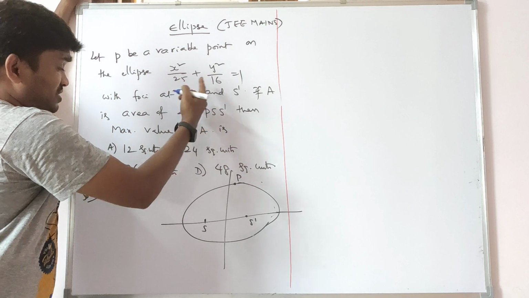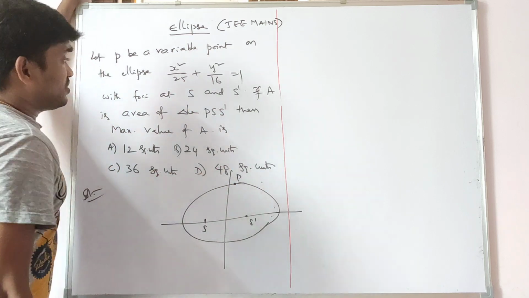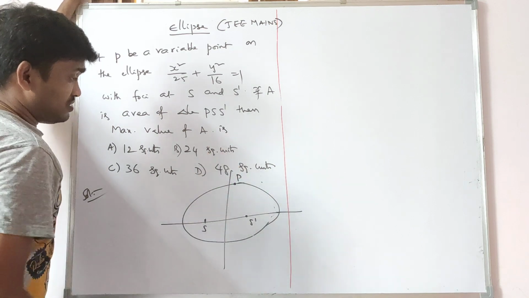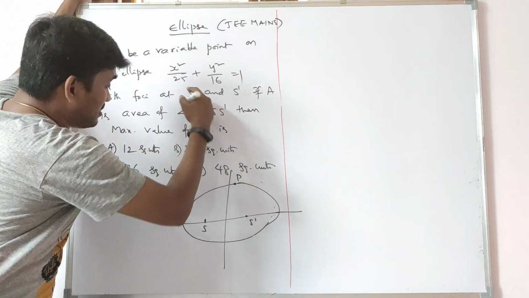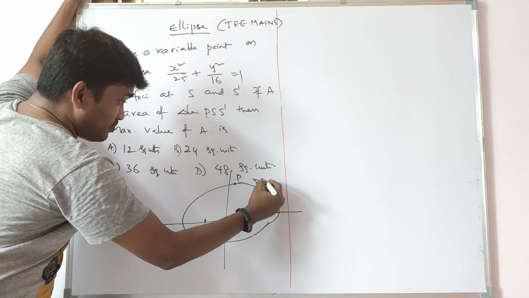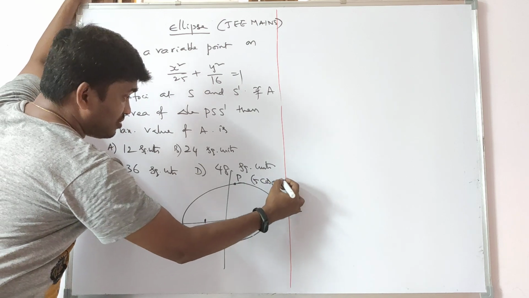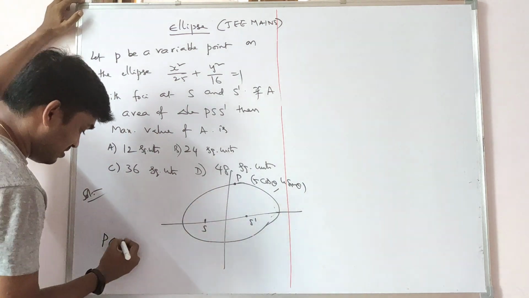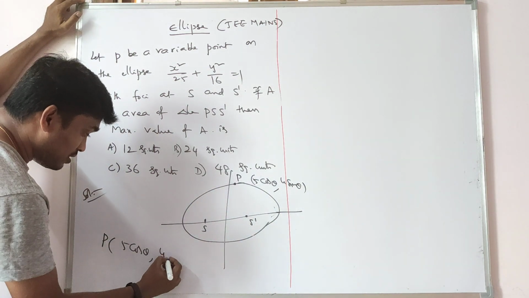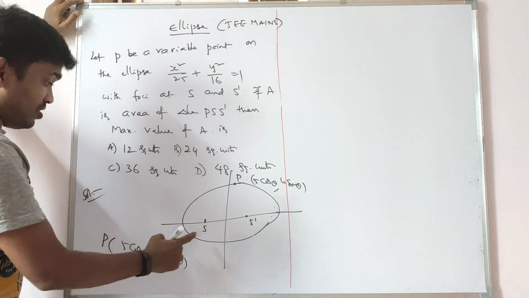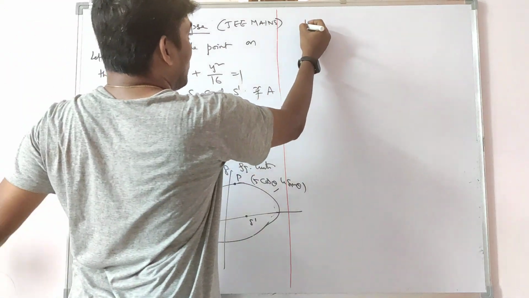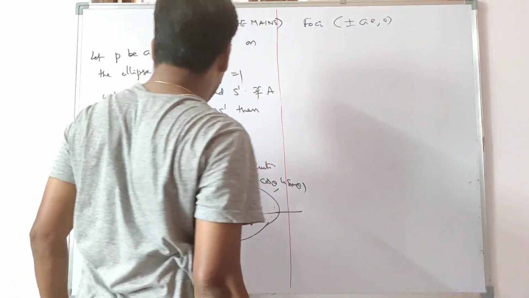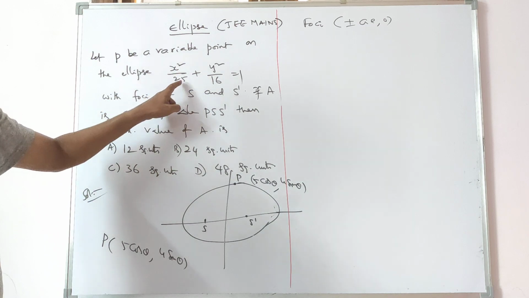Now, first I am choosing the parameter form. What is the parameter form of the ellipse here? That is, see carefully, 5 cos theta comma 4 sin theta. Here, what is P? 5 cos theta comma 4 sin theta. What are the foci? Foci means what is the formula? That is plus or minus ae comma 0. Here clearly a is greater than b.